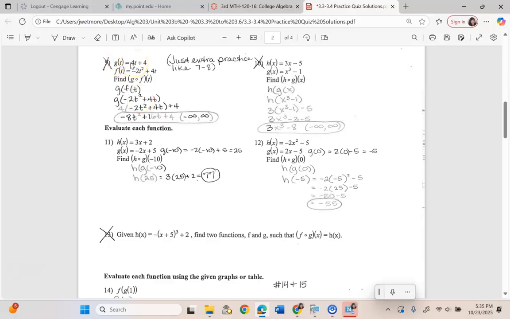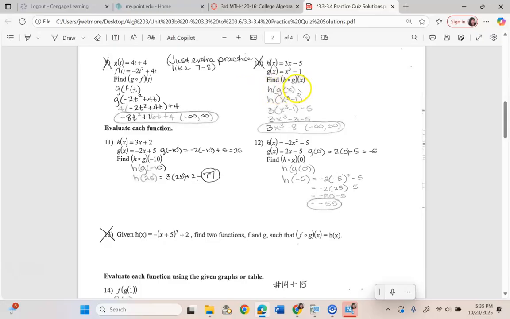So it's going to be 4 times that thing plus 4. So let's distribute the 4, and that will give us 4 times negative 2t squared is negative 8t squared. 4 times 4t is 16t, and then our plus 4. No like terms to combine, and again, polynomial, so domain is all real numbers.